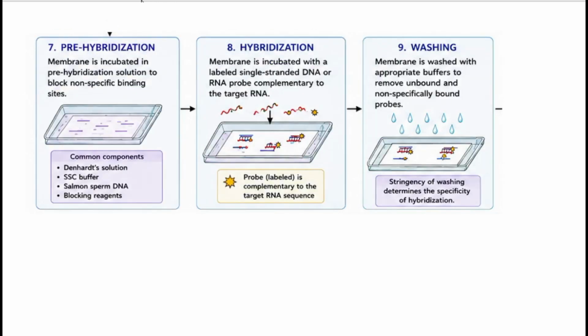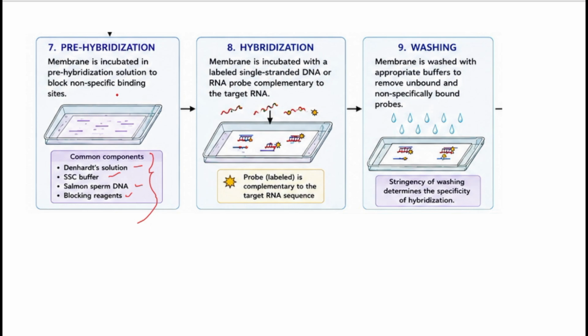The next step will be pre-hybridization. Before the hybridization, this process is done. So what is done in the pre-hybridization? The membrane is incubated in pre-hybridization solution to block non-specific binding sites. For blocking the non-specific binding sites, we keep the membrane in the pre-hybridization solution. So what are the components of the pre-hybridization solution? They are Denhardt's solution, SSC buffer, salmon sperm DNA, and the blocking reagents. These are the common components.